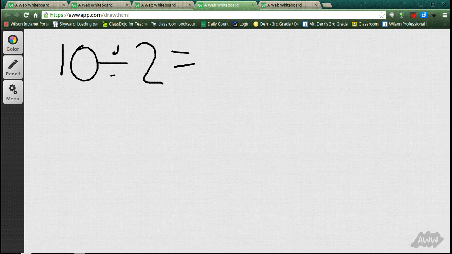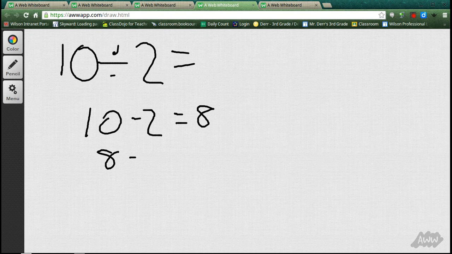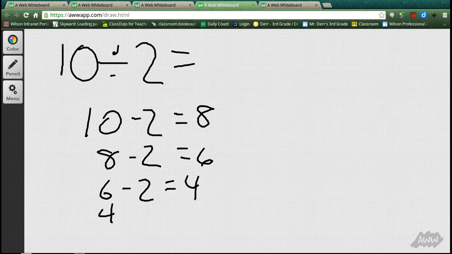So let's do a similar problem here. And let's repeat subtraction. I've got 10 cookies. I've got to put them in groups of 2. So how many groups of cookies would I need? We would start with our 10 minus 2, and we would say we get 8. Then we are still subtracting by 2, and we get 6. 6 minus 2 is 4. 4 minus 2 equals 2. And we finish with 2 minus the 2 equals 0.